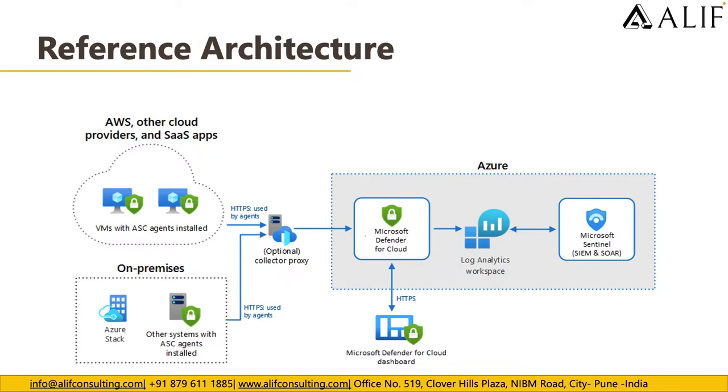Yep, so for protecting AWS and GCP, you do have an option to create a collector or a proxy. The connector needs to be created, and then you can go ahead and install the Azure Security Center agents directly on the VM, and they will get secured with Security Center or Microsoft Defender for Cloud. Then the Security Center will analyze the VMs, and accordingly will give you the output, or the vulnerability assessment, which you need to fix, or the actions that need to be performed.